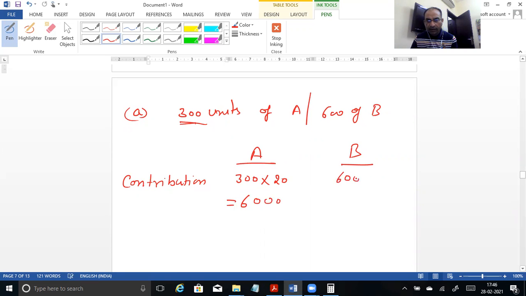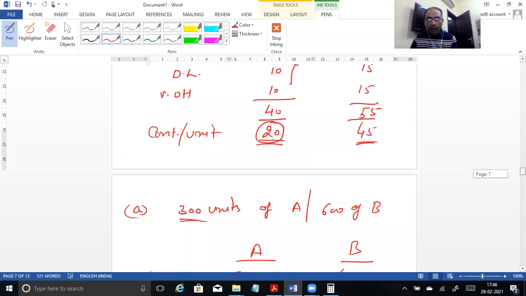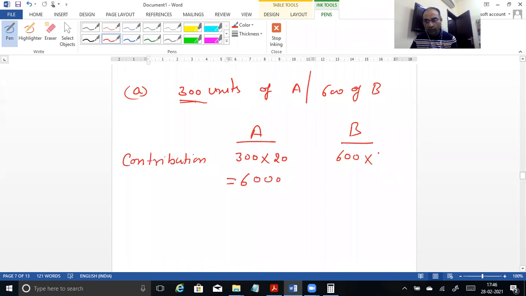Here it will be 600 because 600 units of B are there. And how much is the contribution? Here the contribution is 45. So let us check how much it becomes. 0, 0, 6, 5 are 30, carry 3, 6, 4 are 24, 27. Okay, so it's correct.